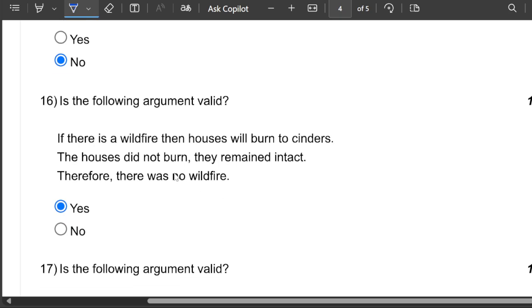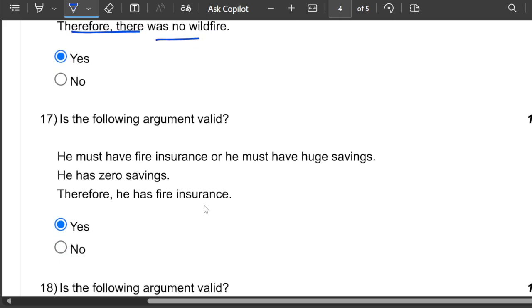Here, if there was a wildfire, then houses will burn. The houses didn't burn, they remain intact. So we can conclude there was no wildfire. Yes.